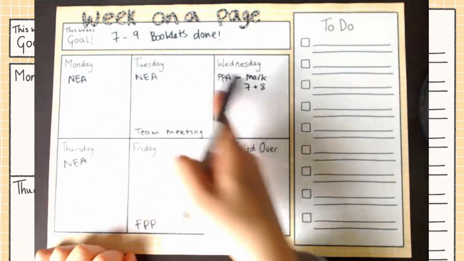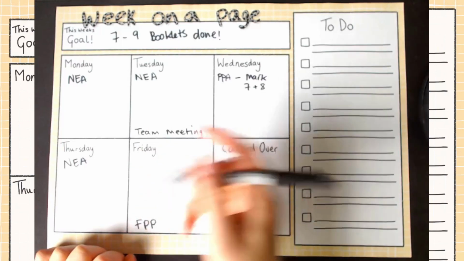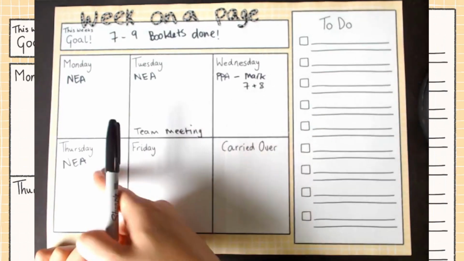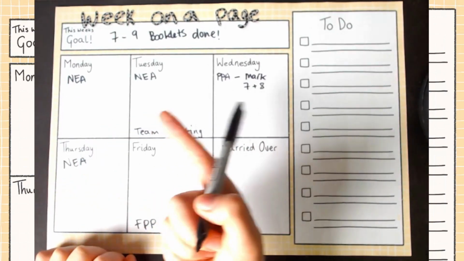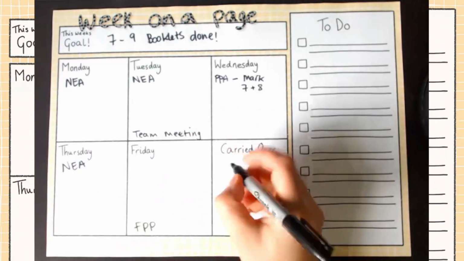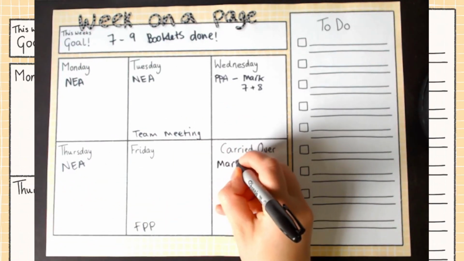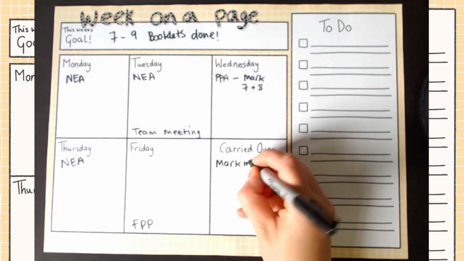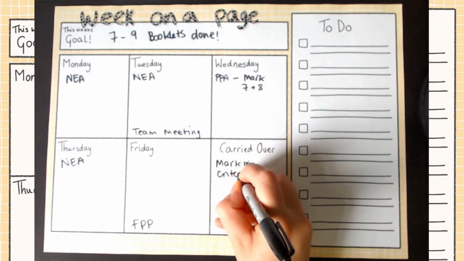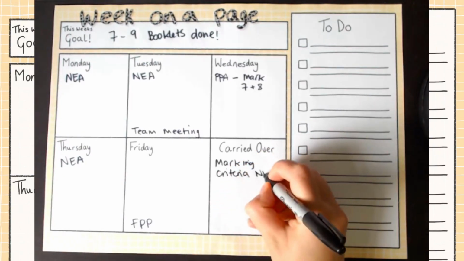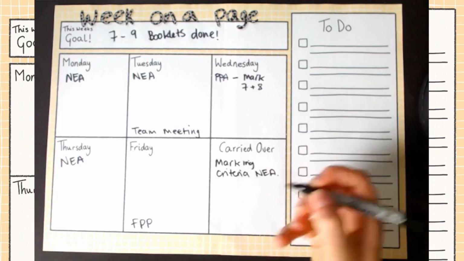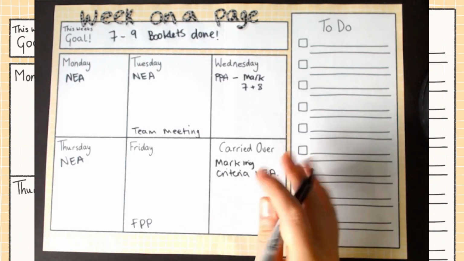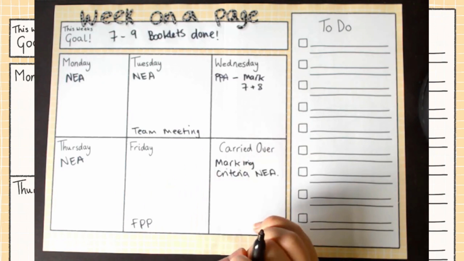So if you don't get some of this done, right? So say that you're missing the last couple of pages of the NEA. So maybe you're missing the marking criteria. So maybe you just put marking criteria NEA, right? And then you know what you're going to take over to your next page for the week.